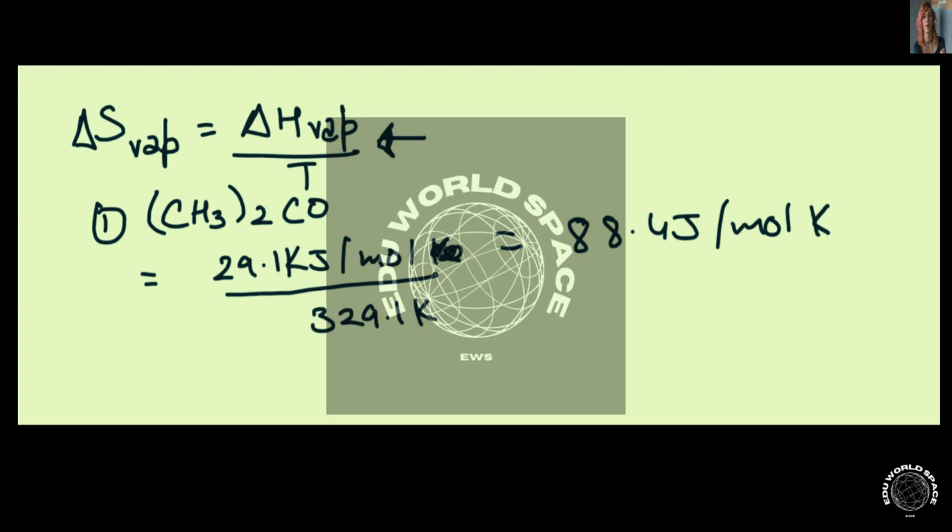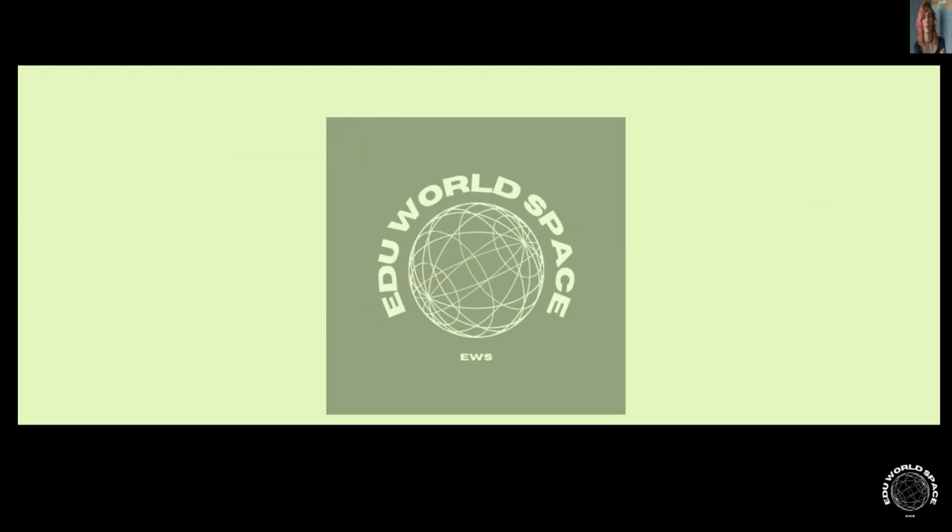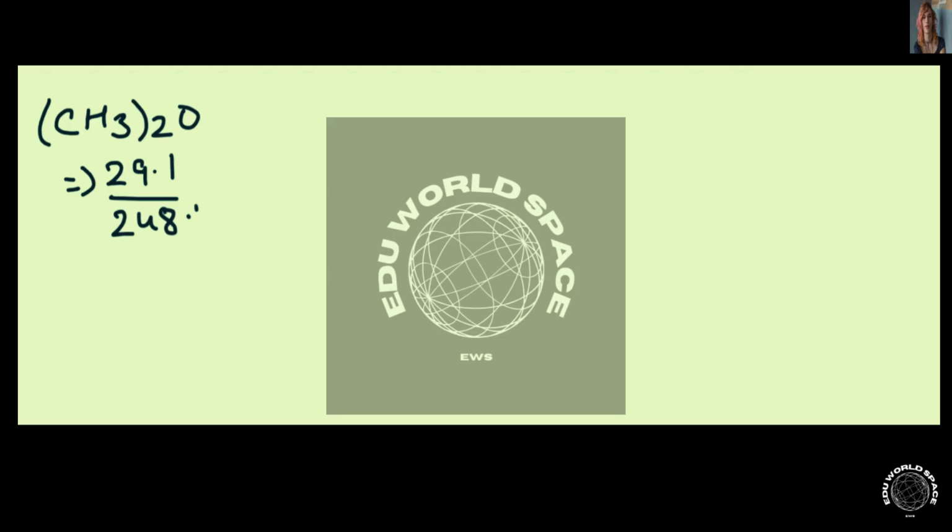Calculating the same for the second, we have dimethyl ether (CH3)2O, which is 29.1 divided by 248.2. The value turned out to be 88.6 joules per mole Kelvin.